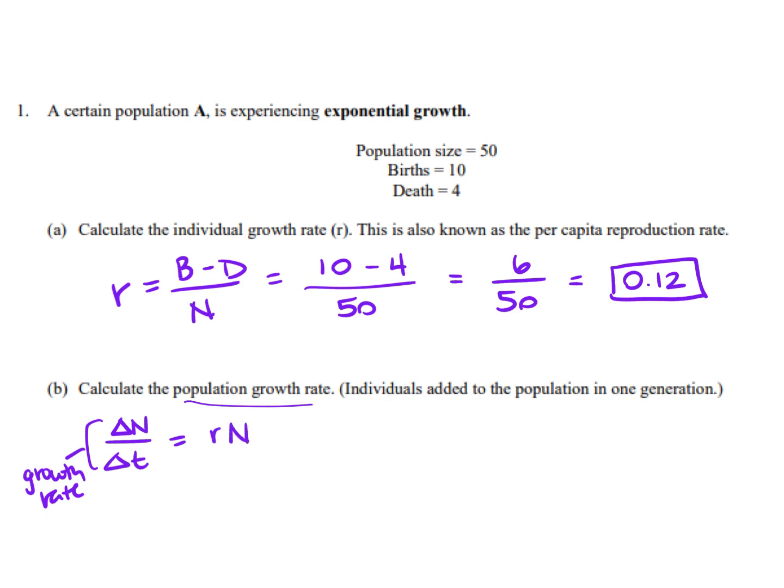Because it's delta N over delta T, think of that as one variable. All I need to do is do the rate, which I just found to be 0.12, times the N given at the top, and I'm going to get a population growth rate of 6. The unit here would be the population over the time. It's okay if you just leave it blank though.